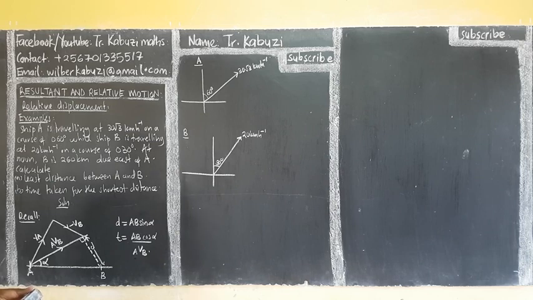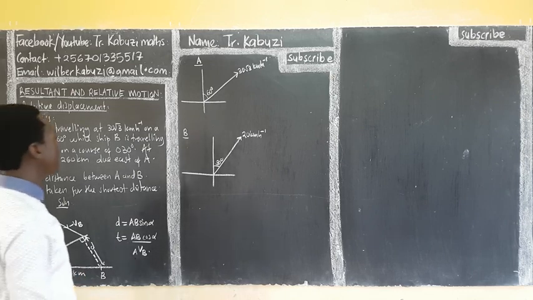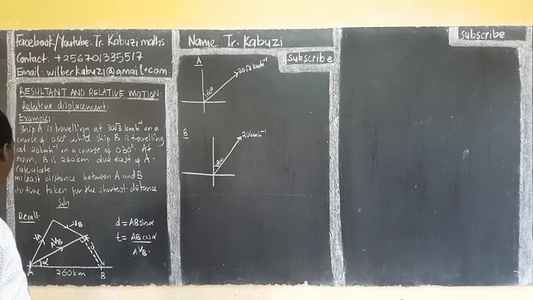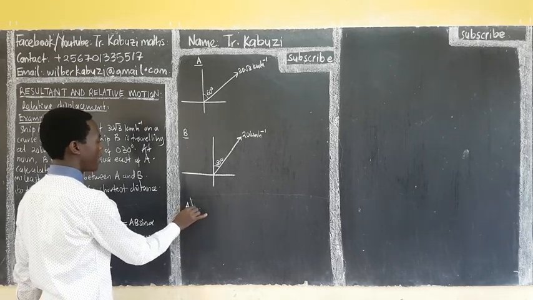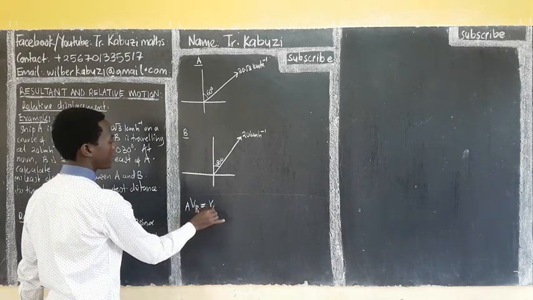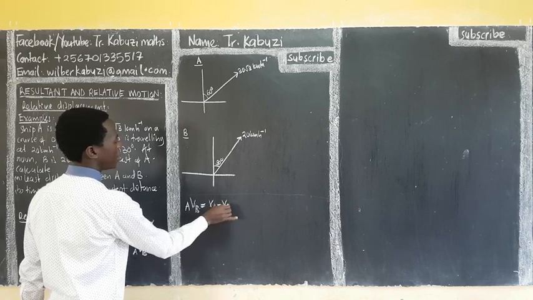Due east. At noon, B is 20 kilometers due east of A. So meaning this A and B, they are 20 kilometers apart, due east of A at noon. Okay. So we need our A relative to that of B. But you know that whenever we have A relative to B, we get the velocity of A minus the velocity of B.